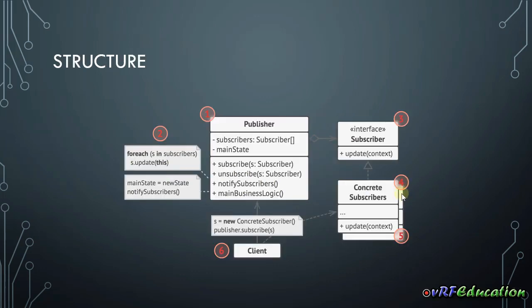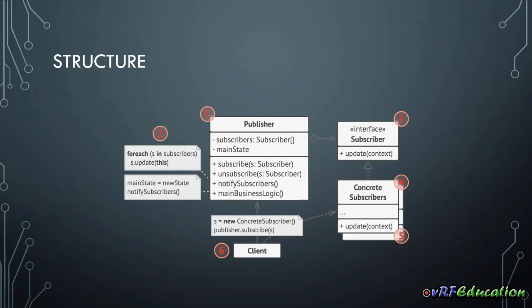Okay, let's see the structure of this pattern. Here we have an interface or a base class named subscriber, an abstract class that contains the method that we're going to use inside the publisher class to notify subscribers about an event happening. Inside the publisher, we have a list of subscribers, the concrete subscribers that inherit from this class. And also we have some methods, for example, subscribe and unsubscribe, that add or remove concrete subscribers to or from this array or list of subscribers inside the publisher class. And then inside a method named notify subscribers, we are going to iterate over this array and call the update method of all the subscribers. So they get to know something happened inside the publisher, and they should react to this change in their code.